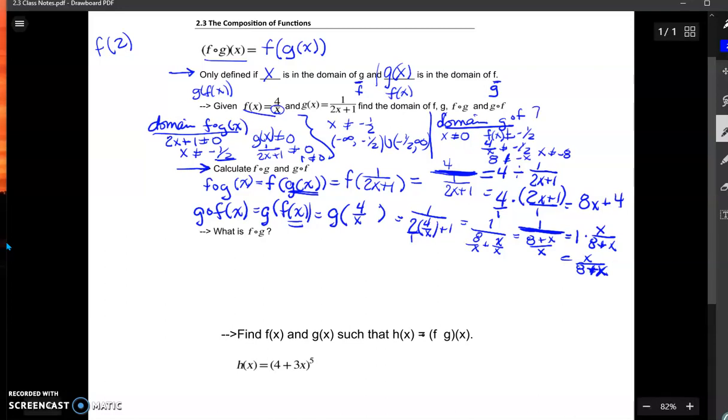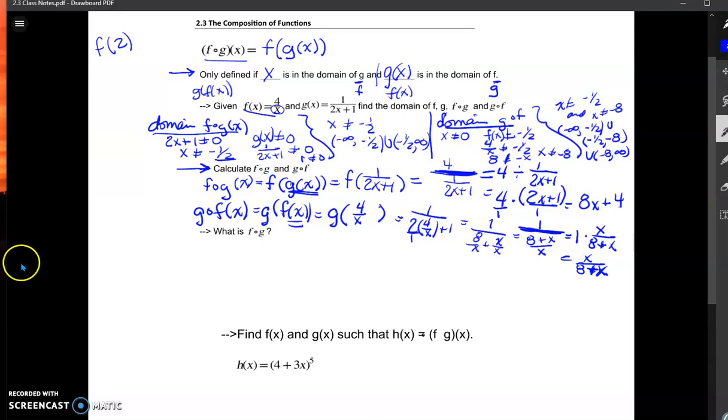So what is the domain of g of f? It's x is not equal to -1/2 and x is not equal to -8. In interval notation, that would be -∞ up to -1/2, union -1/2 up to -8, union -8 to infinity. So it's basically all real numbers with just a couple holes, the -1/2 and the -8.